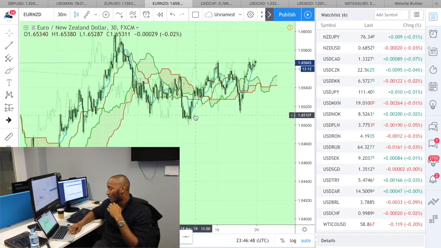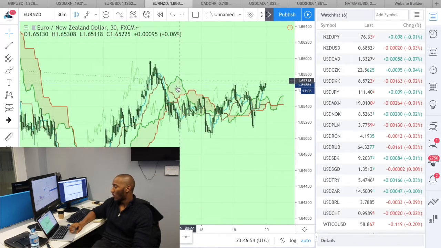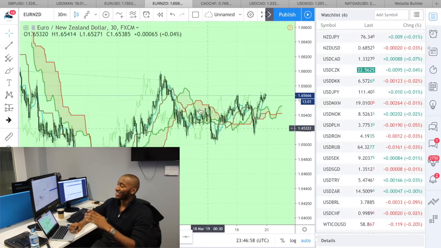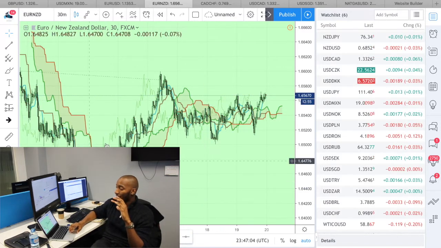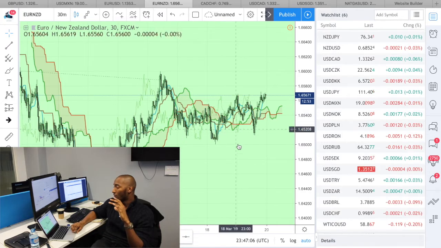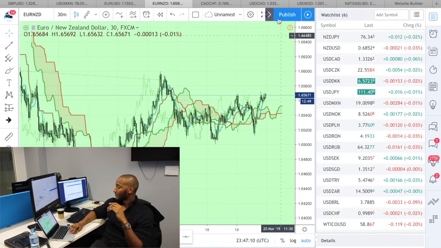Here we can see that it fell to around 1.65 and it has a peak here of around 1.66. So what we would be expecting is a channel within these two periods. So at this point now, what we would be looking out for is a breakthrough of either 1.65 or 1.66.